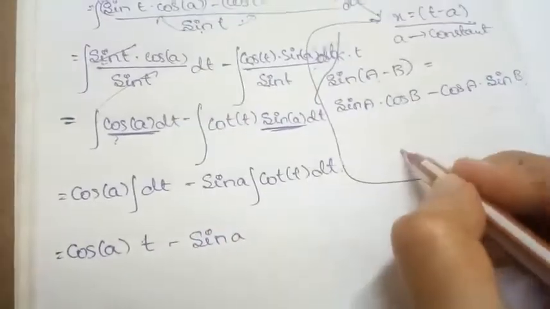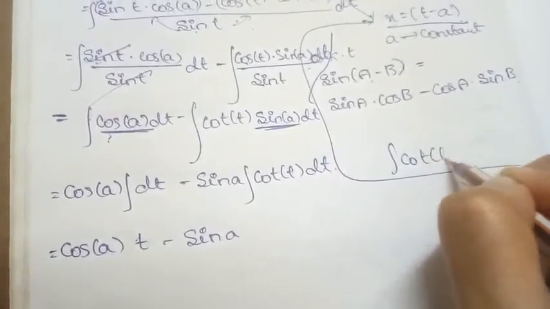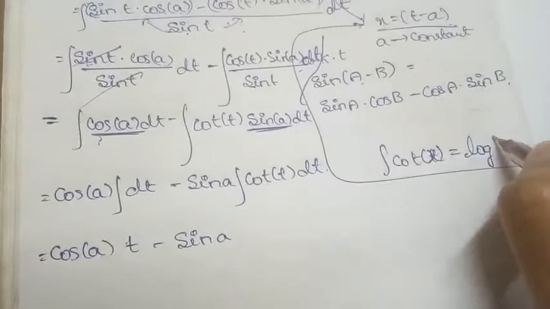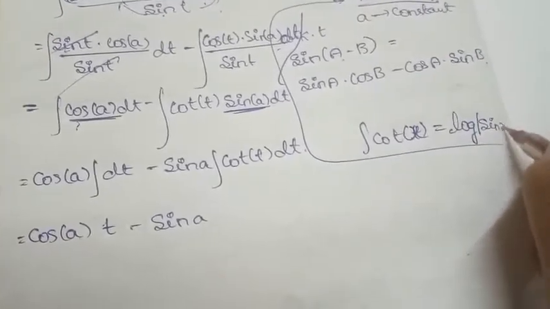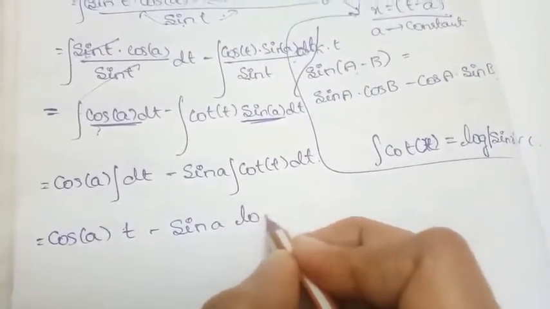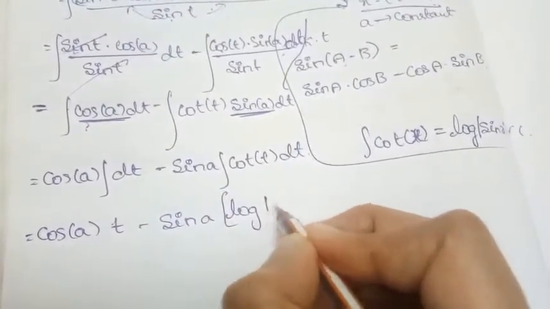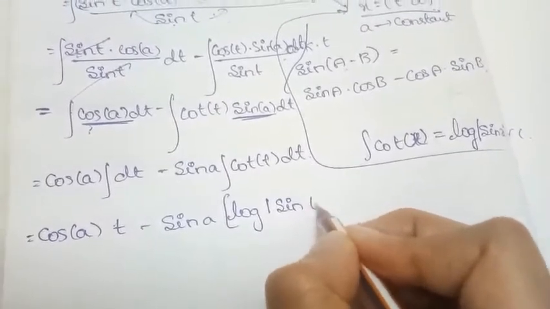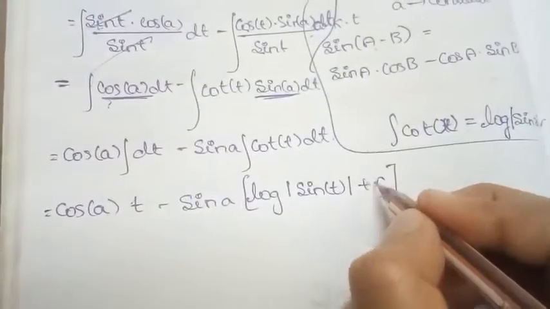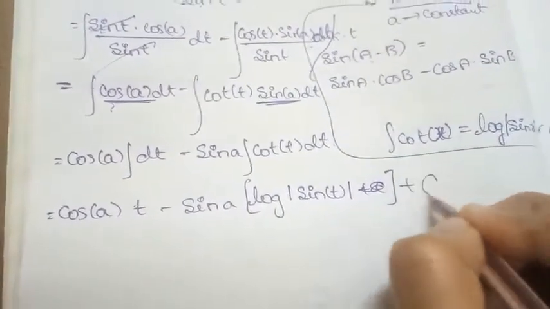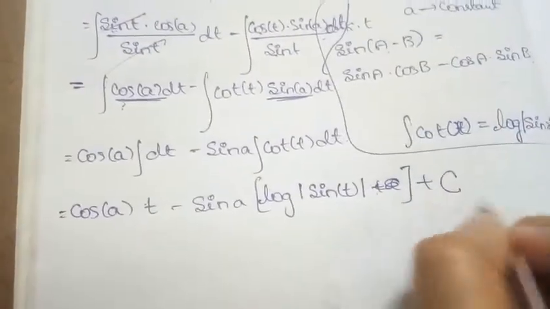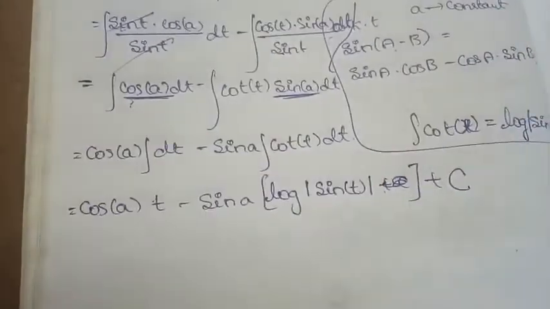We know that the integration of cot x is log of mod sin x plus c. So the integration of cot t becomes log of mod sin t plus c. This c I am using for the whole expression; the c here and the c which we get here, I am combining the two and using that c as a whole.